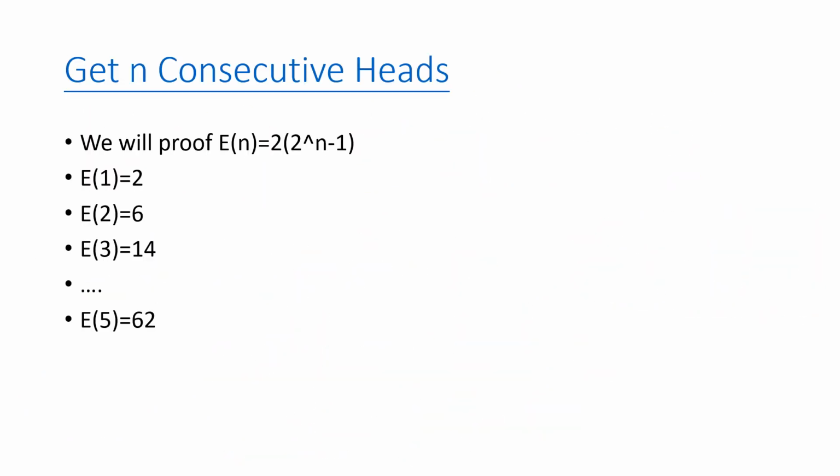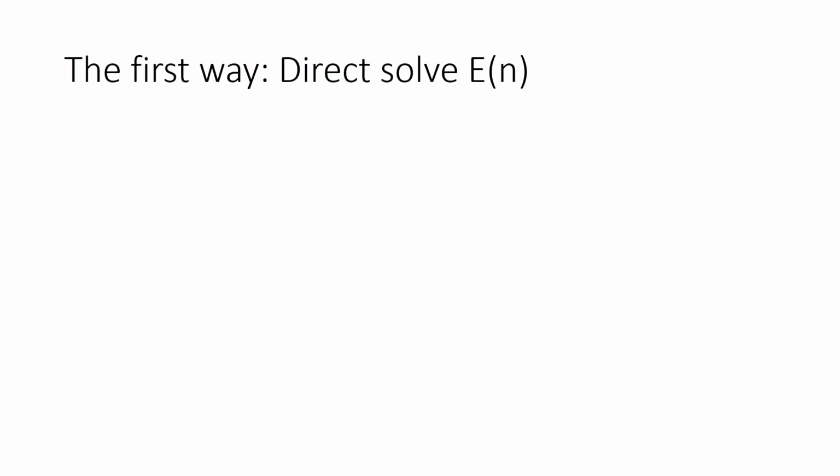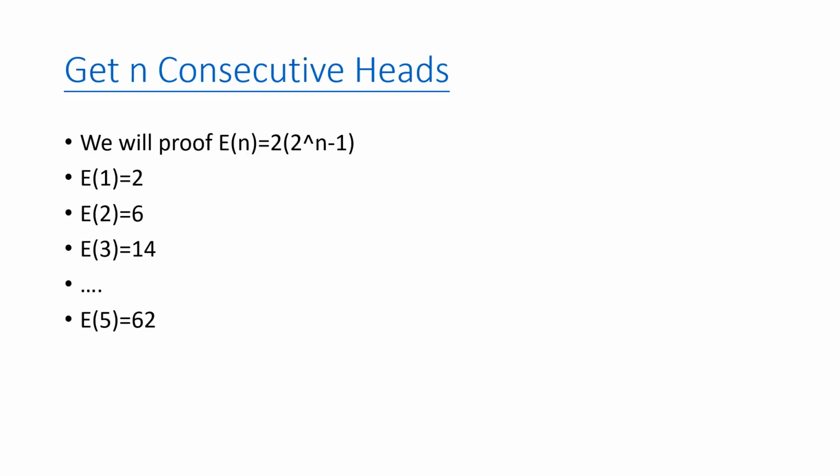To get n consecutive heads, we will prove that E of n is 2 times 2 to the n minus 1. So E of 1 is 2, E of 2 is 6, E of 3 is 14, and E of 5 is 62. The first way is to solve it by recursion, basically solving E of n directly. Probably this way is better.